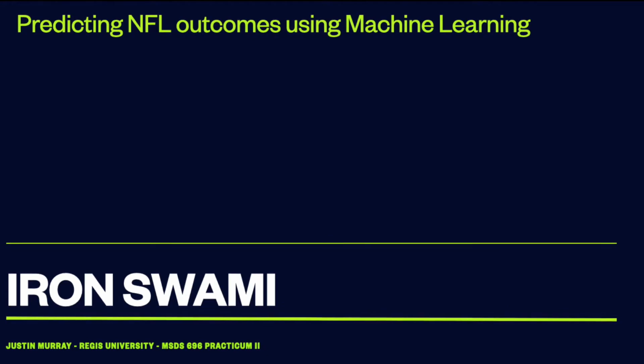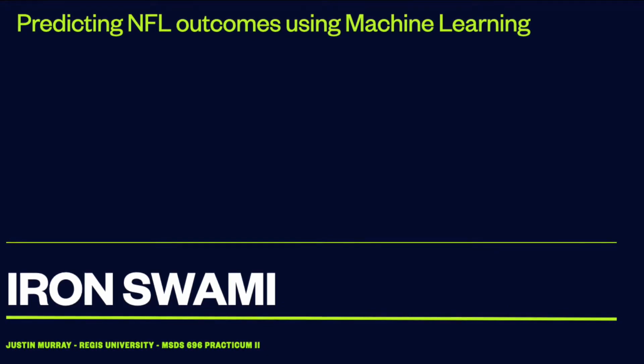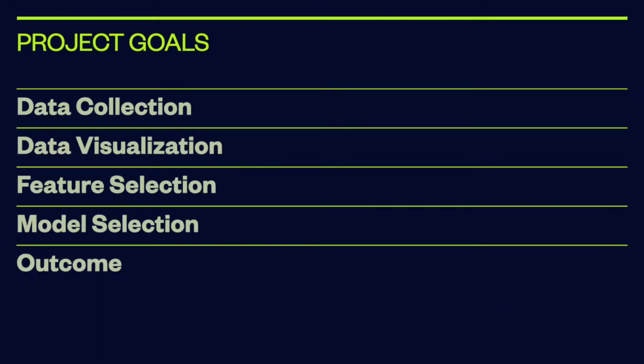In this project, entitled Iron Swami, I tried to predict NFL outcomes using machine learning. In this presentation, we're going to be going over how I collected the data, visualize the data a little bit, go over how I selected my features for my model selection, and the overall outcome of this project.